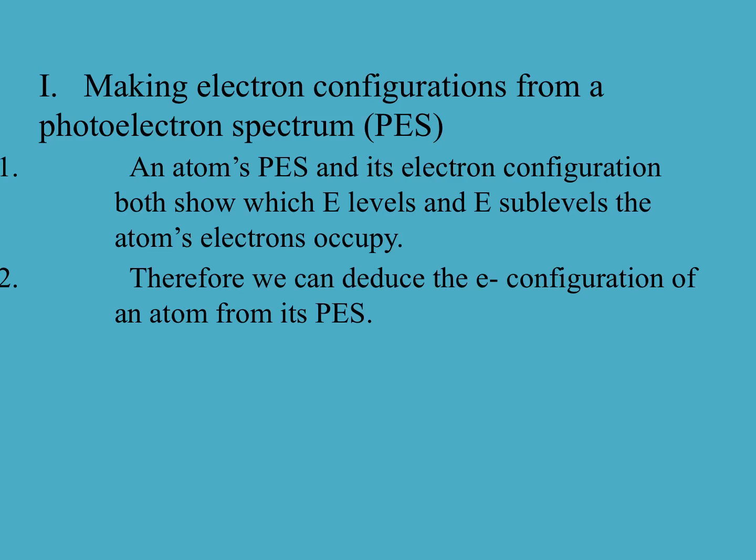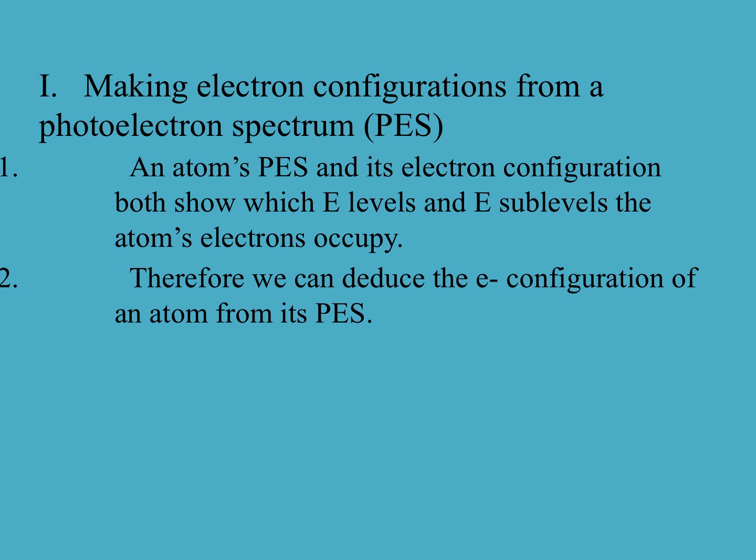So in this lecture, we're going to be talking about the photoelectron spectrum that you have been looking at in the chem activity. And you're going to be looking at a PES to identify the atom by determining the electron configuration by reading it. What a PES does is that specifically it can show the energy levels and the energy sublevels that the atom's electrons can occupy. And we can use that to deduce what the electron configuration is.